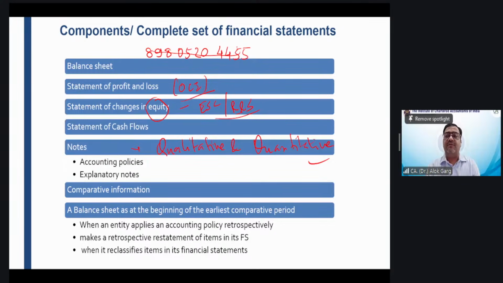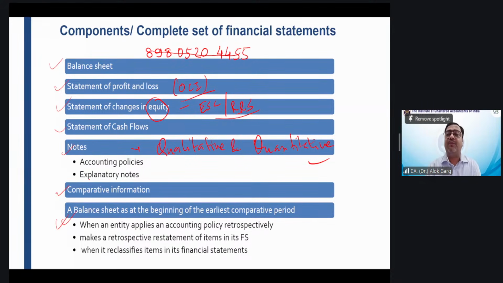Notes to accounts include qualitative and quantitative information. All these aspects we have only touched upon, right? We have not gone into detail. We will get into detail for all these aspects also. And notes include accounting policies and explanatory notes. And there is comparative information which is required for at least 1 year.